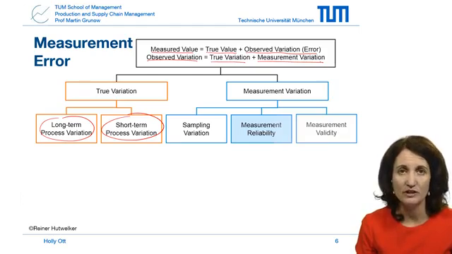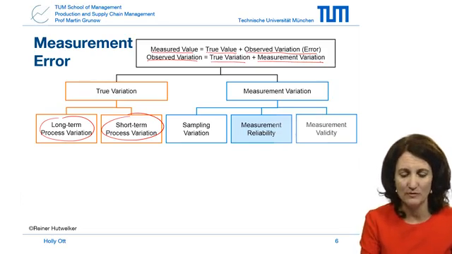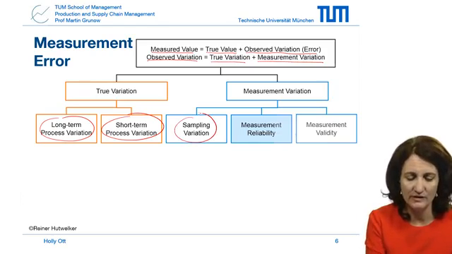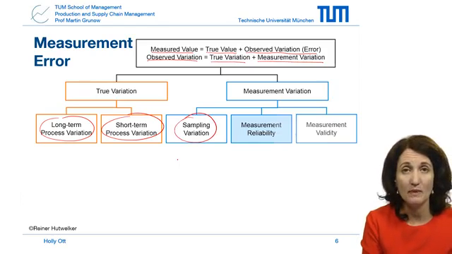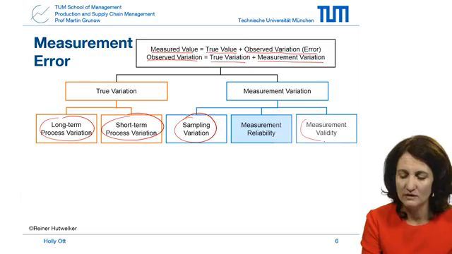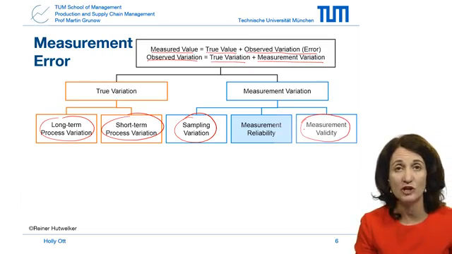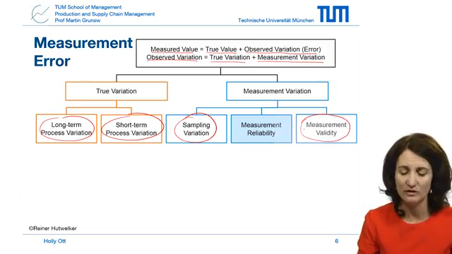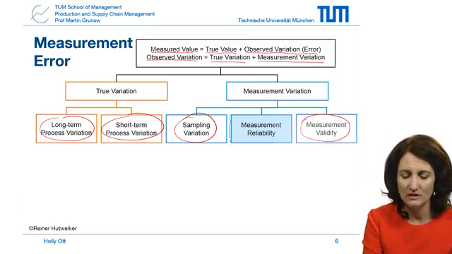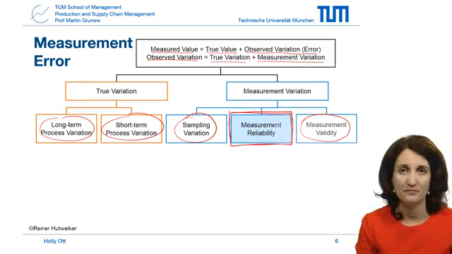This error variation, or measurement variation, can be due to several reasons. For example, sample variation or errors in sampling. It can also be due to finding out that the measurement that you're trying to make is not really valid for the goal you're trying to achieve. And what we're going to focus on here is the measurement reliability. This is an important part of the MSA.